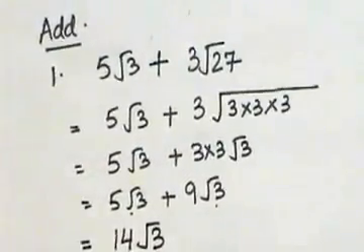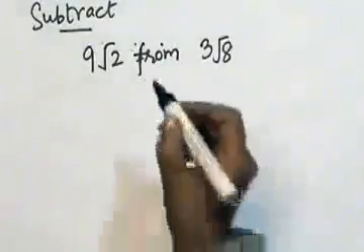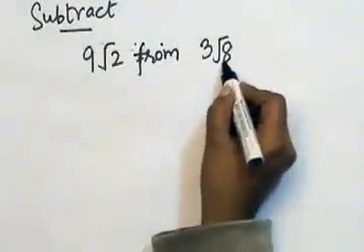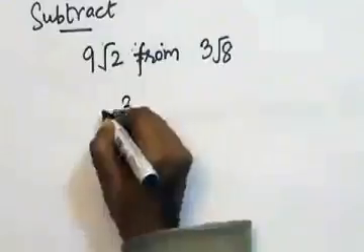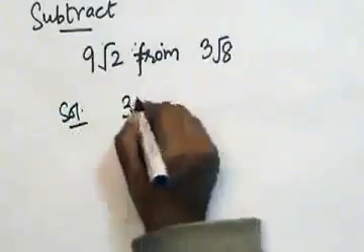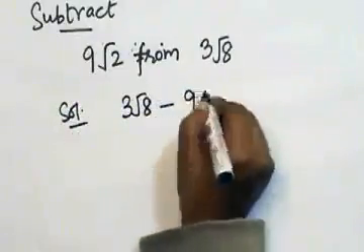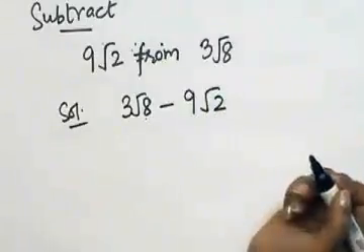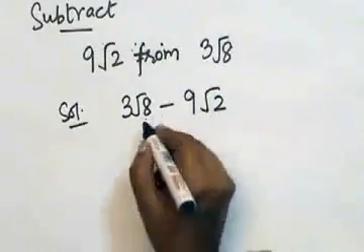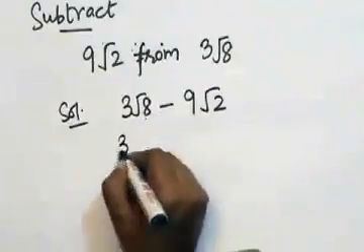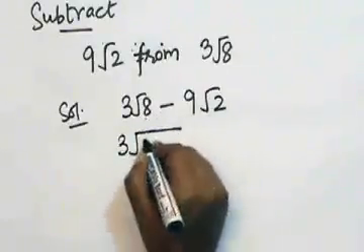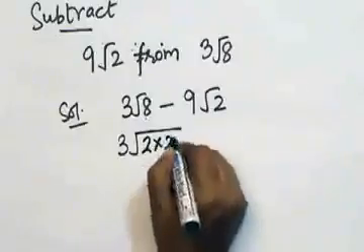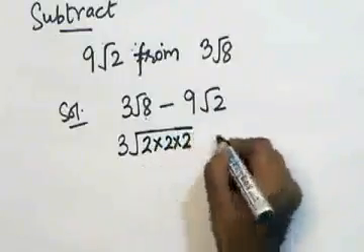Let's do the subtraction. Subtracting 9 root 2 from this 3 root 8. That means 3 root 8 minus 9 root 2. Again, you can see these two are not like irrationals. First of all, we need to make them like irrationals. So 8 can be written as 2 into 2 into 2.